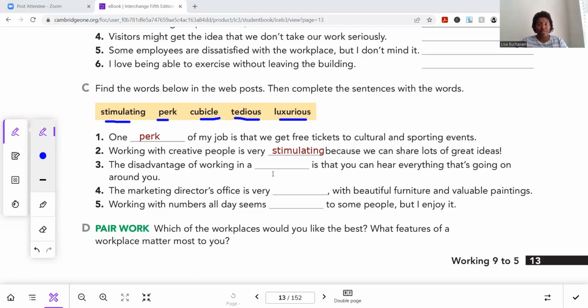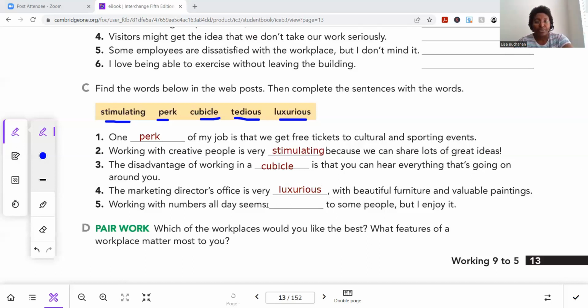Great. Number 3, the disadvantage of working in a blank is that you can hear everything that's going on around you. So have you ever worked in a cubicle? I know I have at one point, and it is true, you can hear everything around you. Number 4, the marketing director's office is very blank, with beautiful furniture and valuable paintings, so very luxurious. You can see the base word there, luxury, in that choice, luxurious.